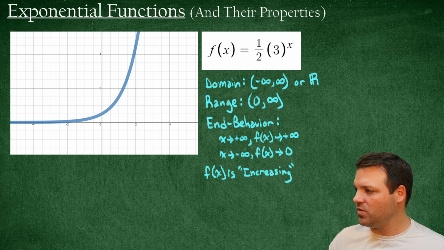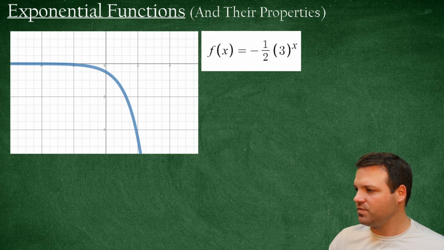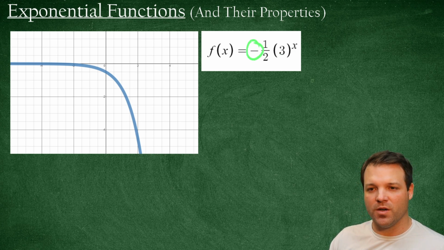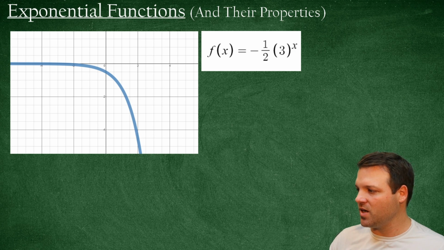Okay, let's do one more here. So now I've got a negative in front of this a value, so basically this is being vertically flipped or reflected over the x-axis. So let's go ahead and again describe this graph using the exact same terminology.